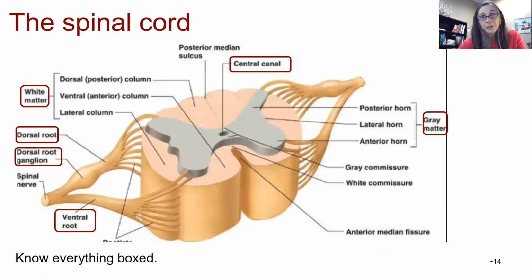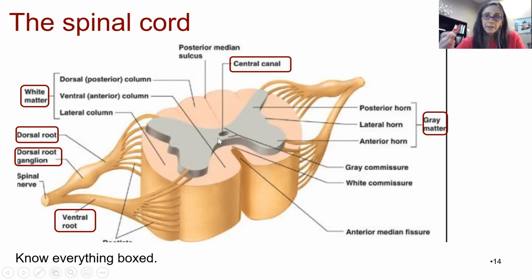Okay, so the spinal cord. You do need to know some anatomy of the spinal cord. This is a transverse section of the spinal cord. When you do a transverse section, you're going to see this pattern. It's called the butterfly effect or the bat effect. It's more of a butterfly effect.